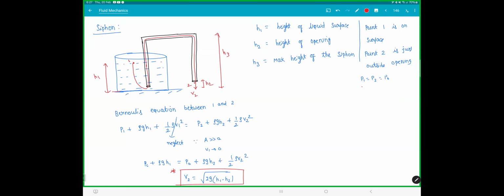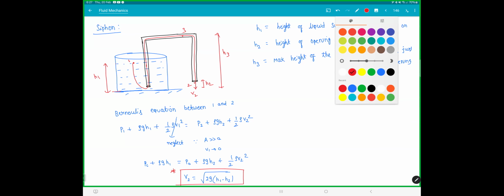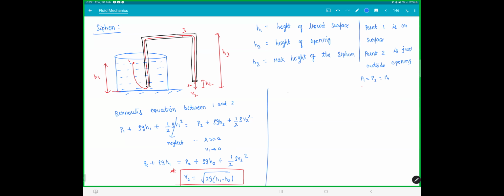So now here, if I consider one more point, 3, and apply Bernoulli between 1 and 2 and 3, you will notice P2 plus rho g H2 plus half rho V2 square. So here V2 is equal to V3 since the area is the same. It's the same siphon.